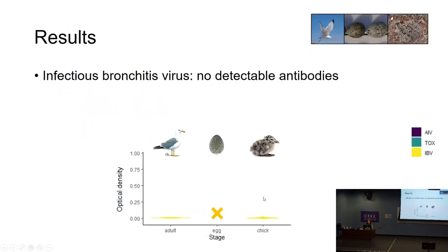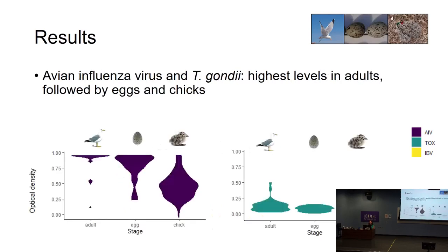So, to go through some results, for the infectious bronchitis virus, just to get that one out of the way, we basically had no circulation of that. So no detectable antibodies in either adults or chicks. Didn't bother testing eggs because that'll be a function of the adults, so we didn't really expect to see it in the eggs either. So basically there's no infectious bronchitis virus circulating in this system.